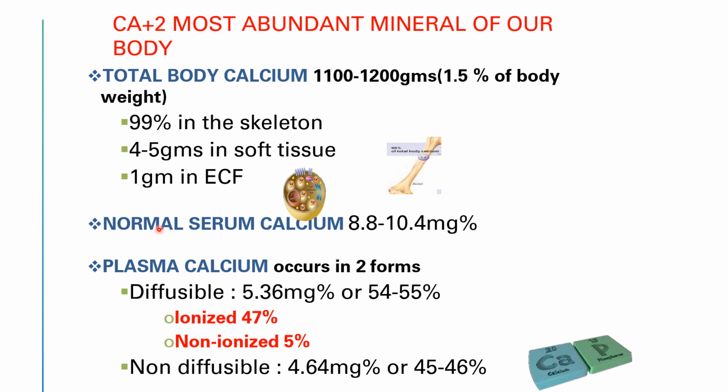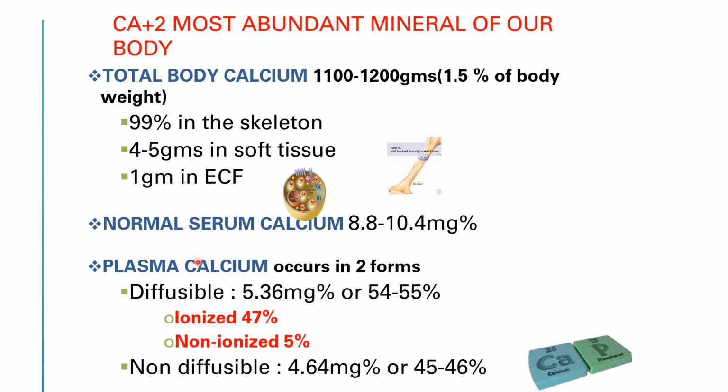The value of normal serum calcium is 8.8 to 10.4 milligram percentage, or you can say 9 to 11 milligram percentage. So the normal serum calcium is 9 to 11 milligram percentage, and this value is very important. It will be asked as MCQ or in Vivas, and also when you become a physician you should check the normal values. So please remember this normal serum calcium value.